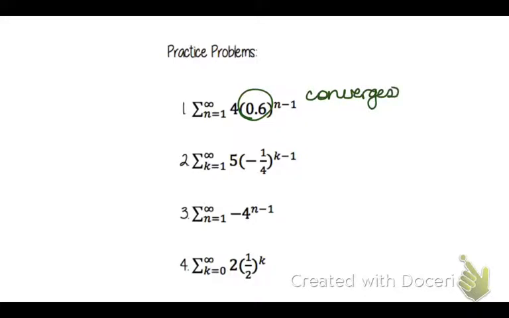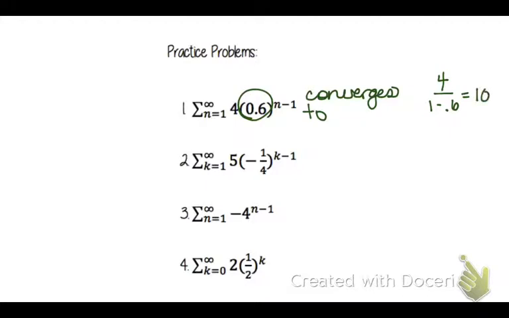In order to figure out what that converges to, we take the first term, which is 4, divided by 1 minus r, so 0.6. So 4 divided by 1 minus 0.6 is going to be equal to 10.